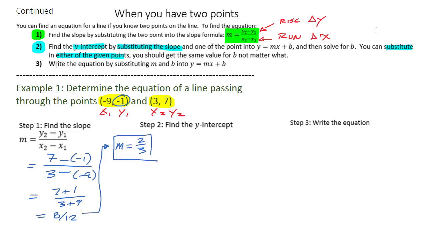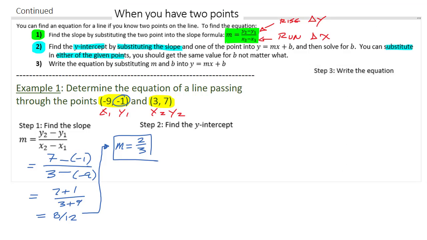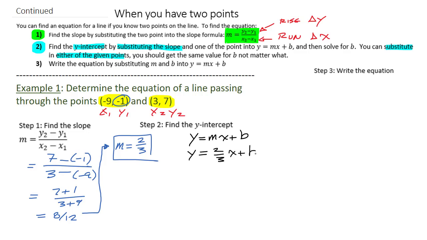All right, so let me just move this bit out of the way here for a minute. And let's go through the process. So here we go. We're going to start with y equals mx plus b again, right? We know m is 2/3, so let's substitute that in. 2/3 x plus b. Now, choose a point to substitute in, your 1 or your 2 point. You pick, sub in one of them.